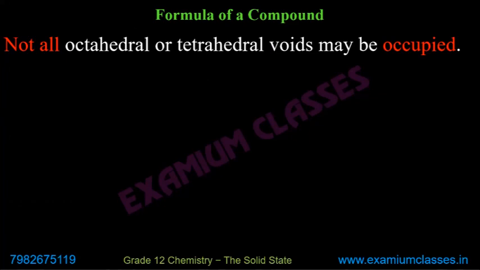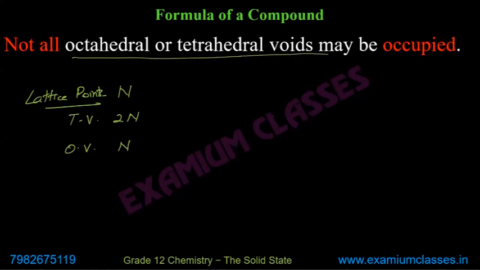In general, if we have n lattice points, then tetrahedral voids will be 2n and octahedral voids will be n. This is something we know. But not all octahedral or tetrahedral voids are occupied normally, because normally the formula is not XY.